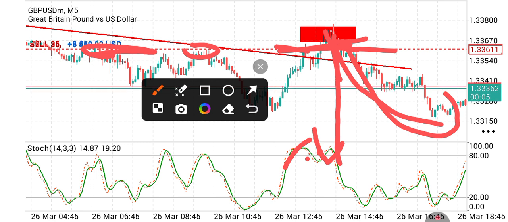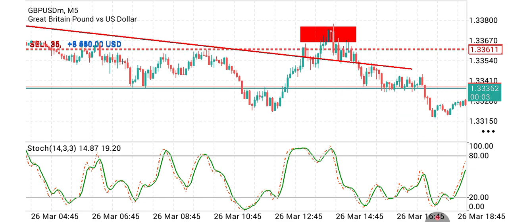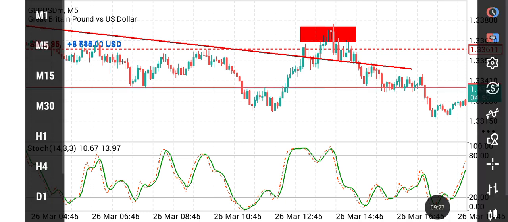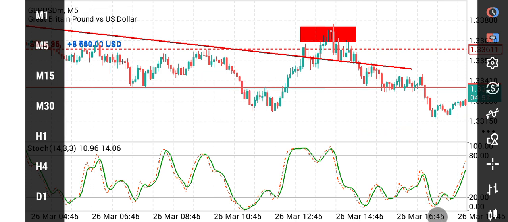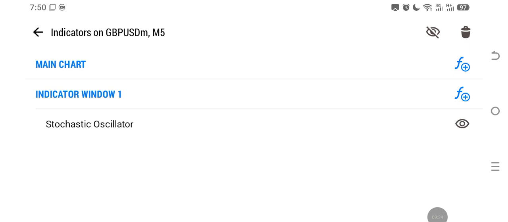Without wasting time, let me show you this indicator setting. This is just my stochastic oscillator. If your mobile phone is in landscape, just touch your screen, then you're going to see this. Just click on it, and then you land on this page. In your own case, it's going to be empty.